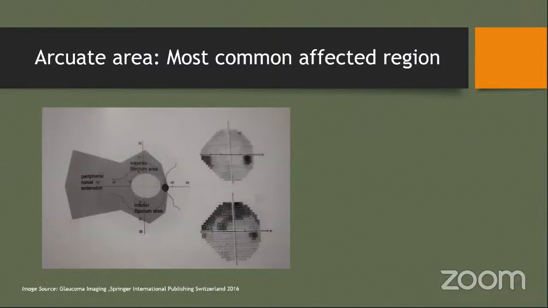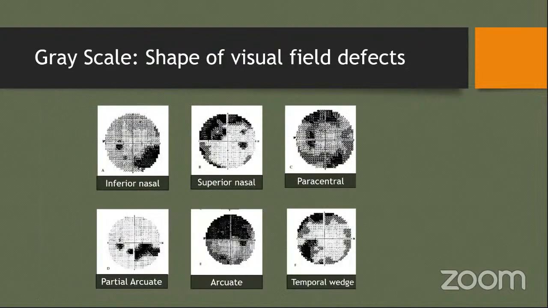And then we see several shapes of visual field defects: inferior nasal and superior nasal step, then paracentral defects, partial arcuate or complete arcuate scotoma, or temporal wedge defects as a manifestation of these glaucoma visual field defects.